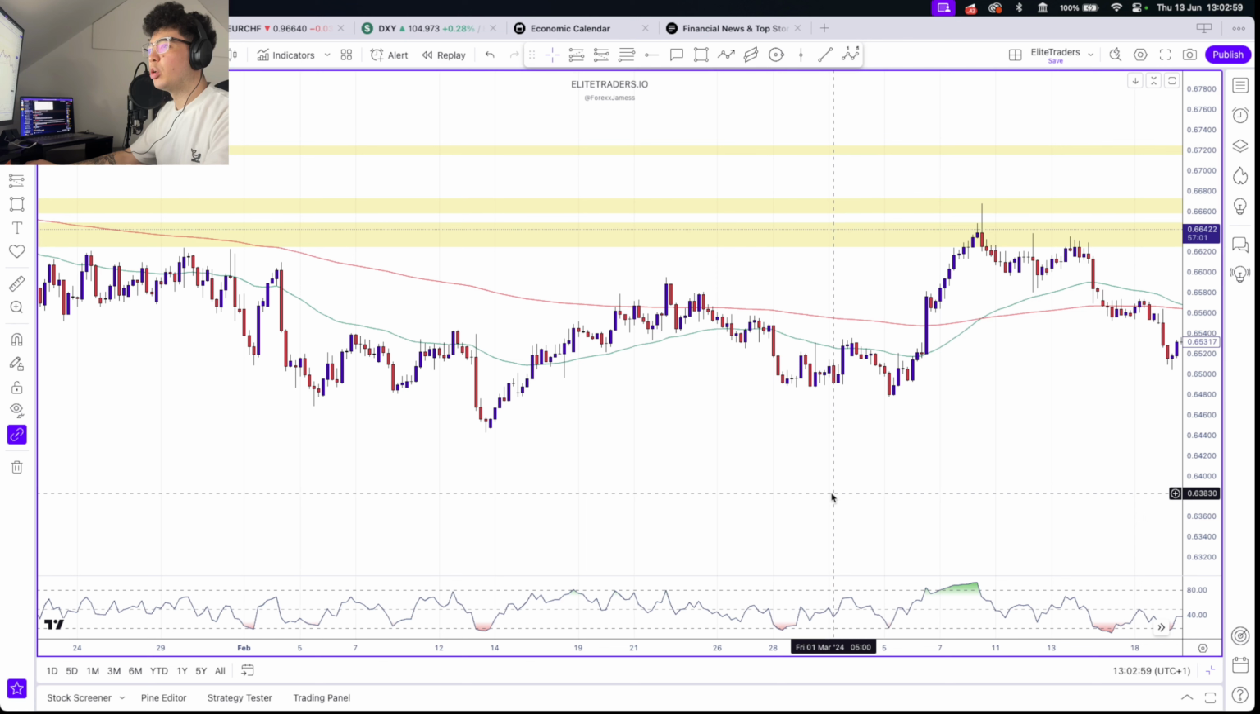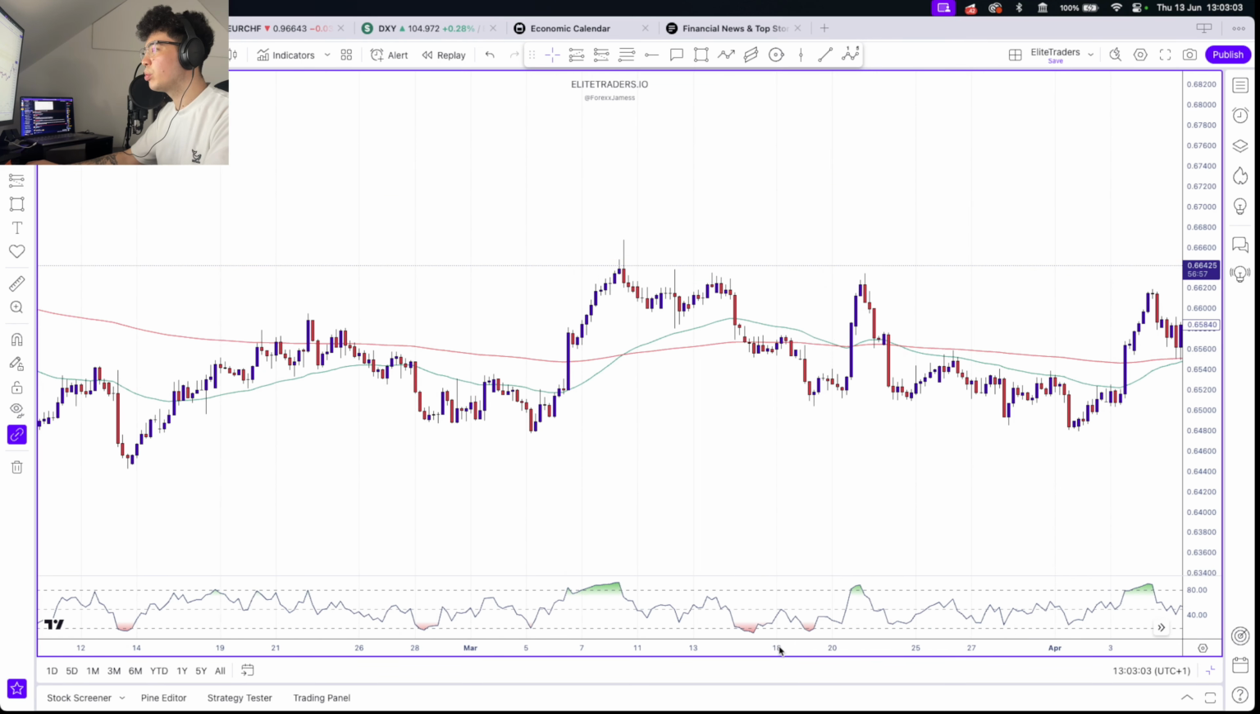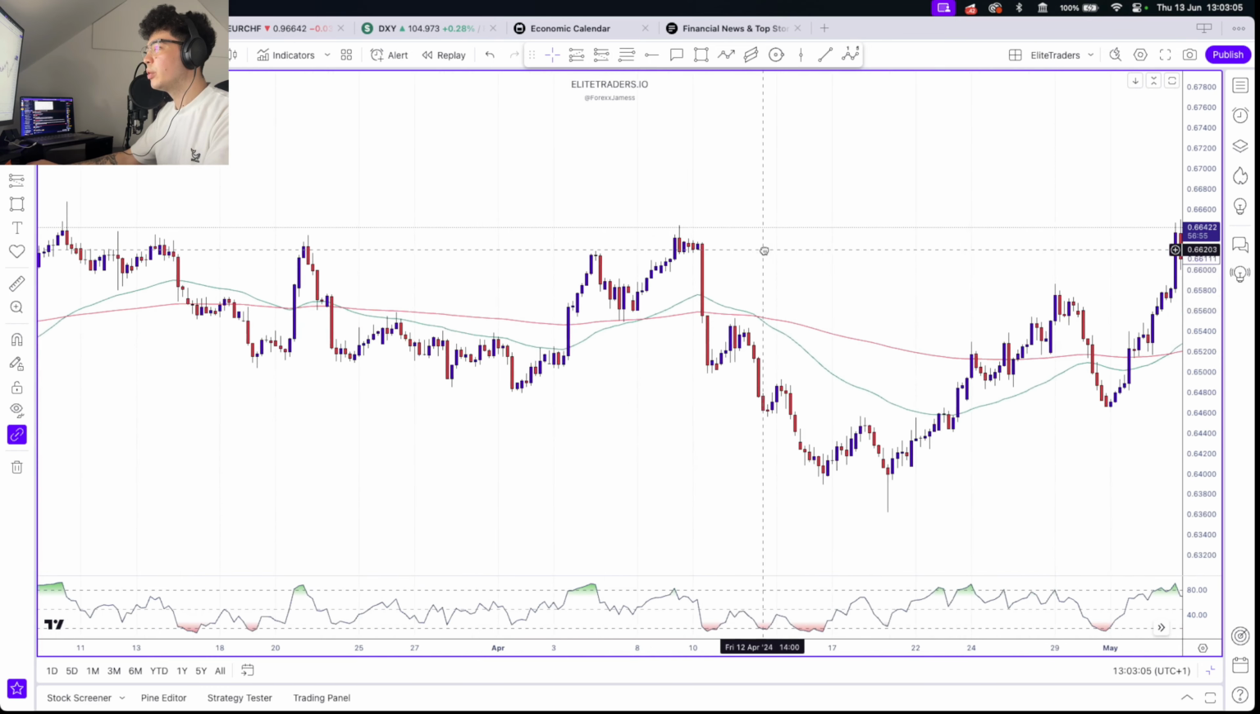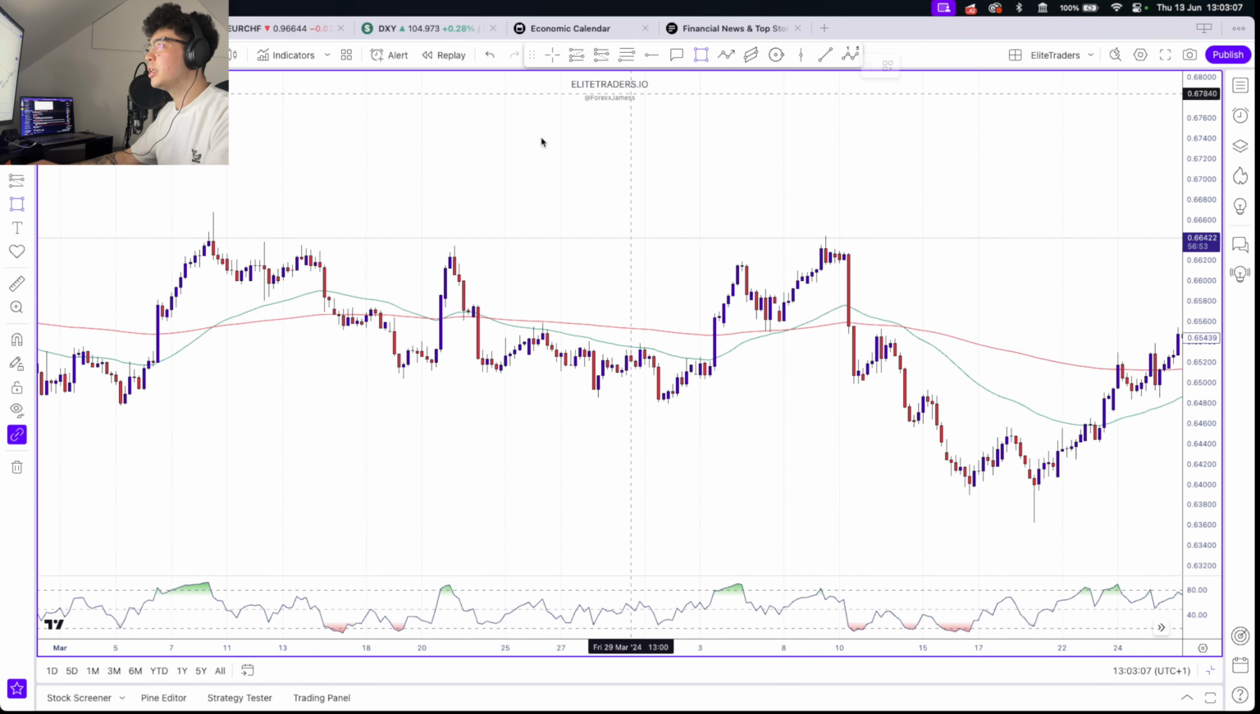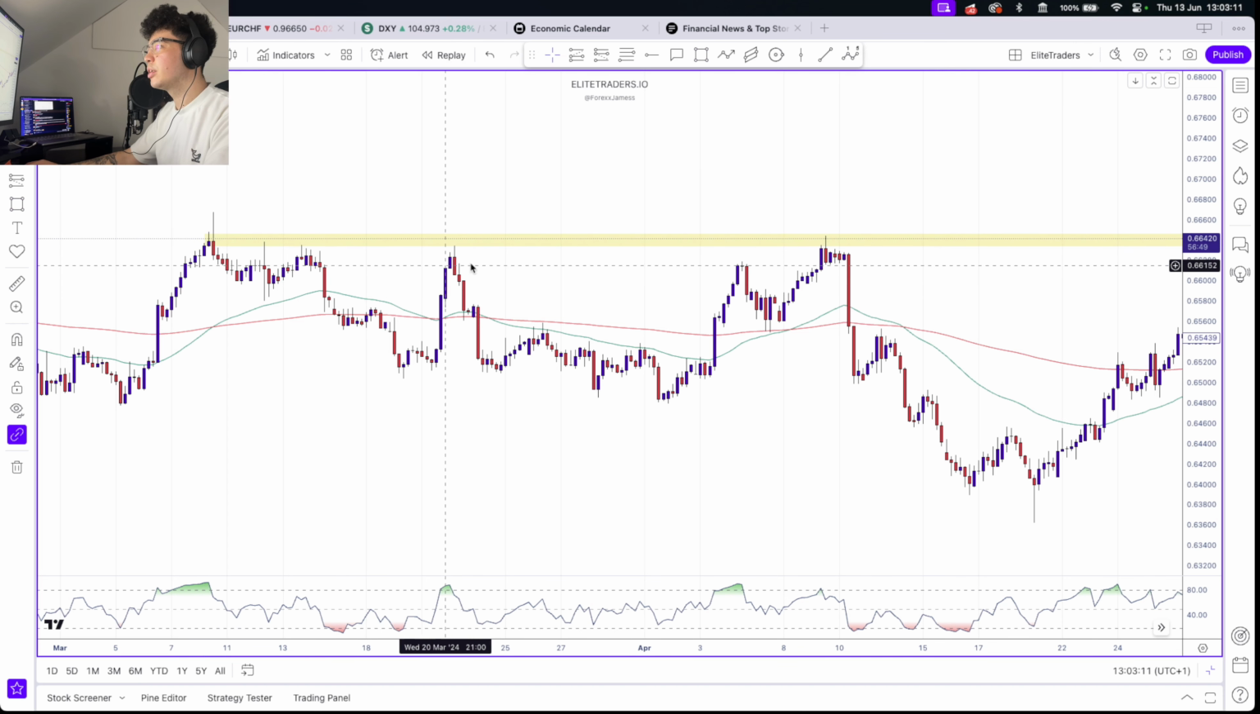Now, of course, you'd want to go back onto the daily and make sure the daily is in the same trend. So let's just remove the drawings and start again. So here you can see we've got another move to the downside. So let's see what happens with price here. We've got this level of resistance. However, the moving averages are very flat, so we've got no interest in trading that really.